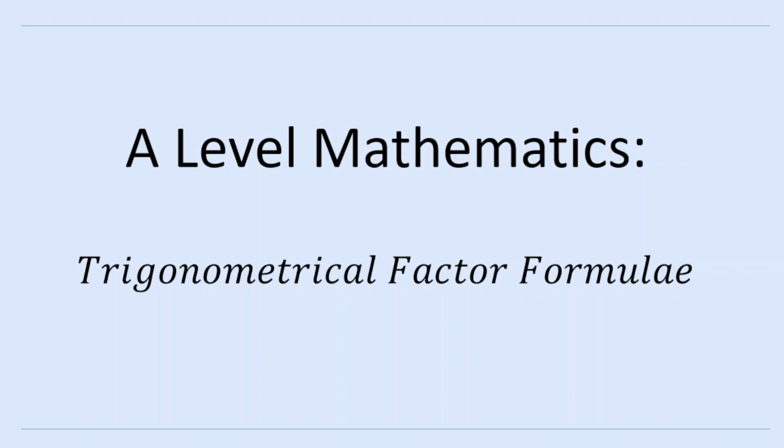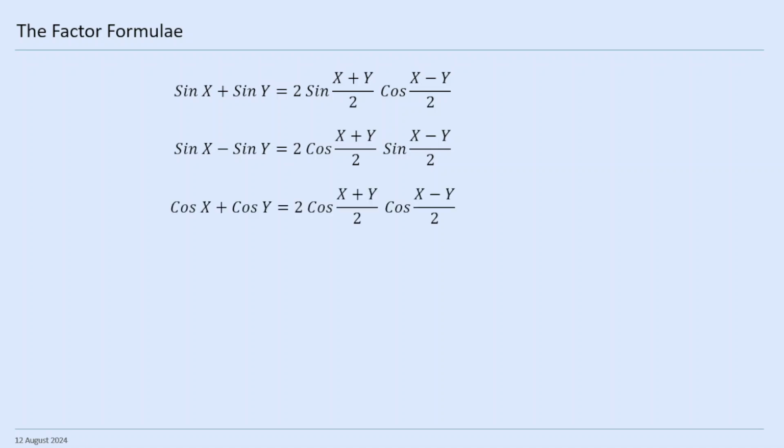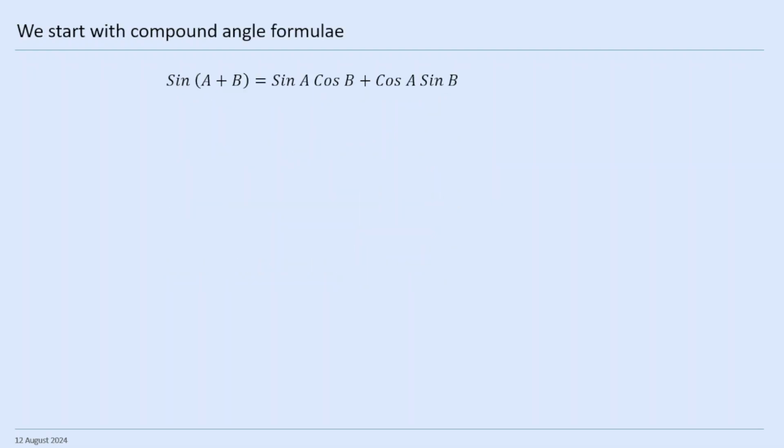I'm Simon. Today we're going to look at the trigonometrical factor formulae, part of A-level mathematics. So here they are. Sin x plus sin y equals 2 sin (x plus y)/2 cos (x minus y)/2. There's also one for sin x minus sin y, which is similar. There's one for cos x plus cos y and one for cos x minus cos y. Note, cos x minus cos y is minus 2 sin (x plus y)/2 sin (x minus y)/2. We're going to look at how to prove these, because as mathematicians, we love proof.